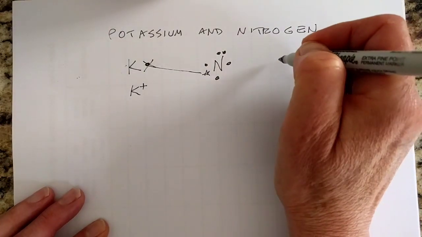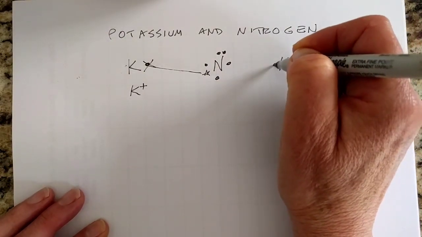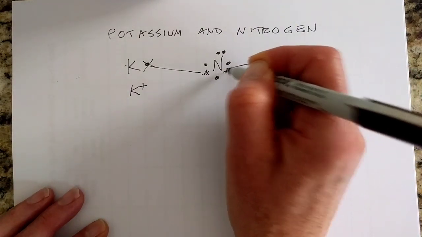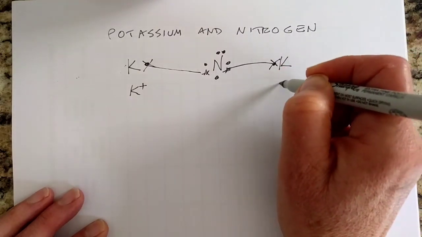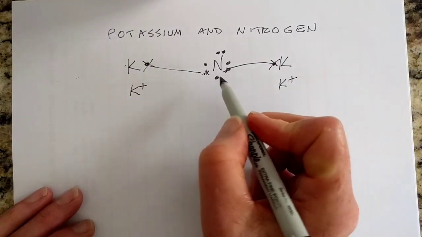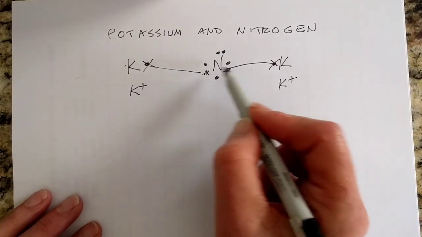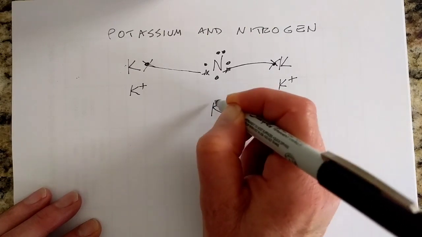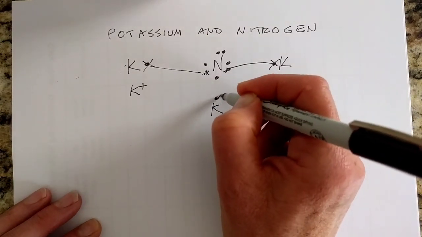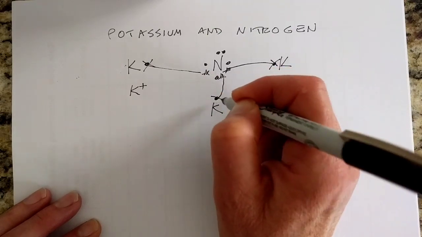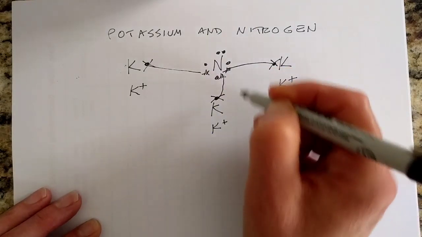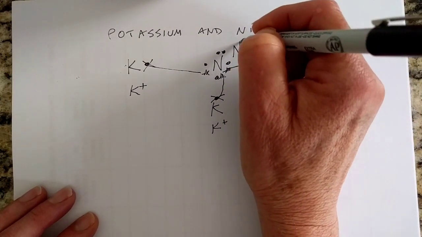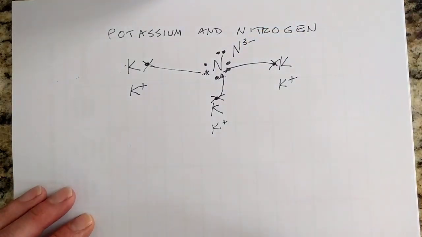So we put in another potassium with its electron. This potassium atom gives its electron to nitrogen, making that potassium a K plus. Now nitrogen has 1, 2, 3, 4, 5, 6, 7. It needs 8 to get the octet, so we're going to need another potassium. I'll put the electron there. That's going to give its electron to nitrogen. So we get another K plus. And now nitrogen has gained 3 electrons. That nitrogen becomes a 3 minus.